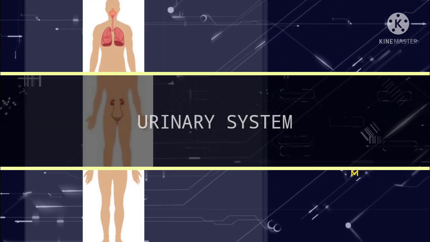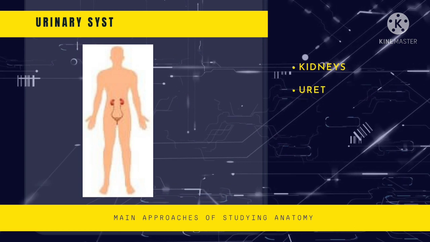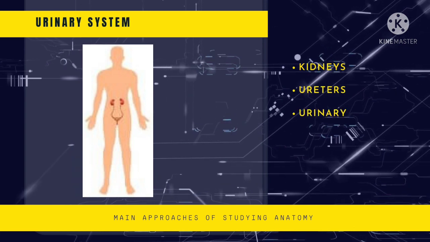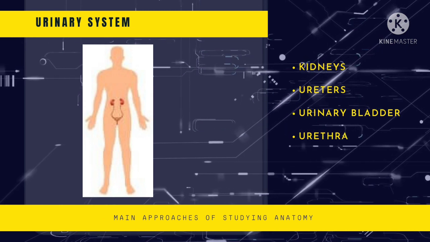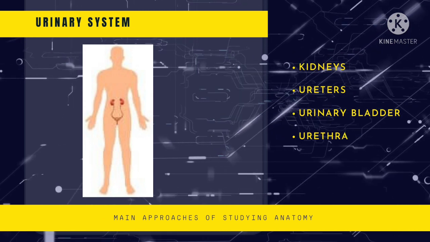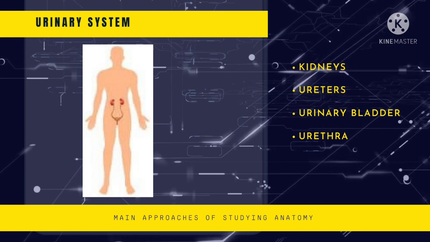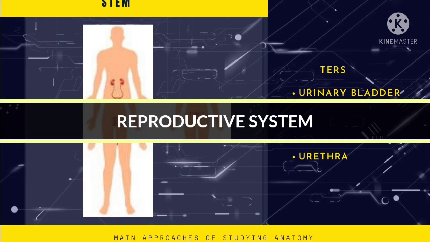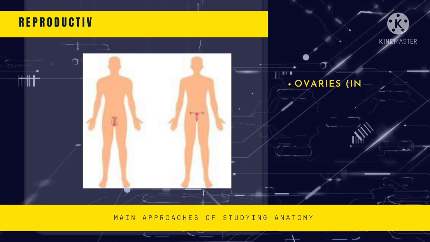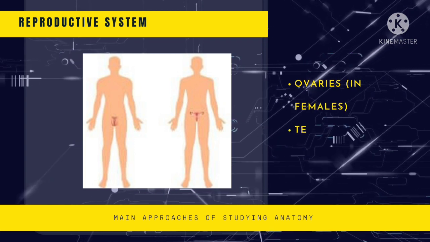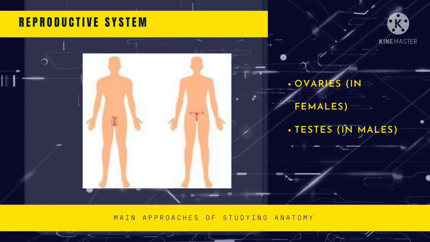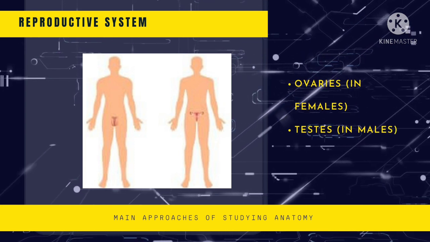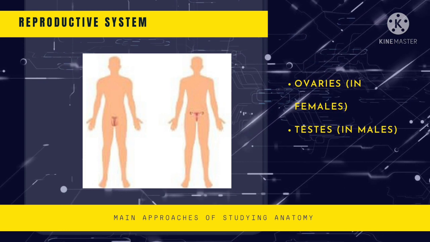Next is urinary system. It consists of the kidneys, ureters, urinary bladder, and urethra, which filter blood and subsequently produce, transport, store, and intermittently excrete urine. Reproductive system consists of the gonads, that is, ovaries and testes, which produce oocytes and sperms, the ducts that transport them, and the genitalia that enable their union.